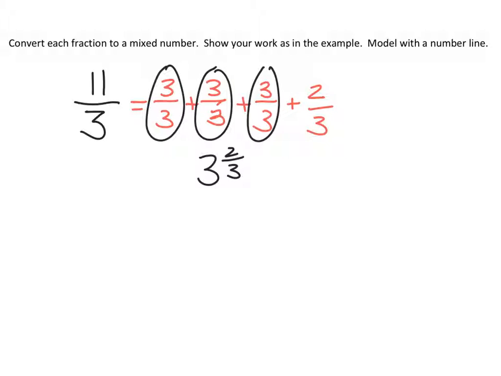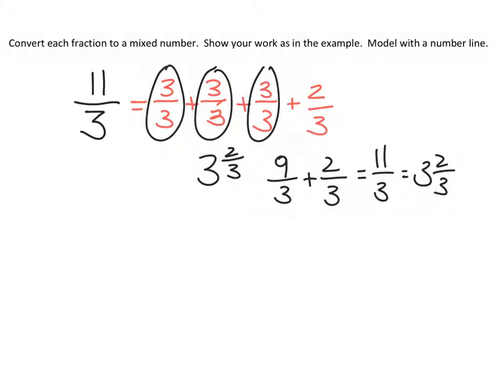Okay, so now let's see if we could do this another way. We could actually say 9 thirds plus 2 thirds gives us 11 thirds, which is also equal to 3 and 2 thirds. There's 3 wholes and 3 ninths, but we have left over 2 thirds. How would this look on a number line?